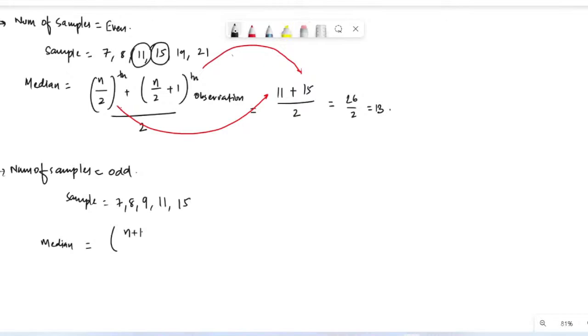So the formula is the n plus 1 by 2th observation. How many samples are there? 5. 5 plus 1 by 2 makes it the third. The third sample is 9. So simple. In this case, 9 is the median.